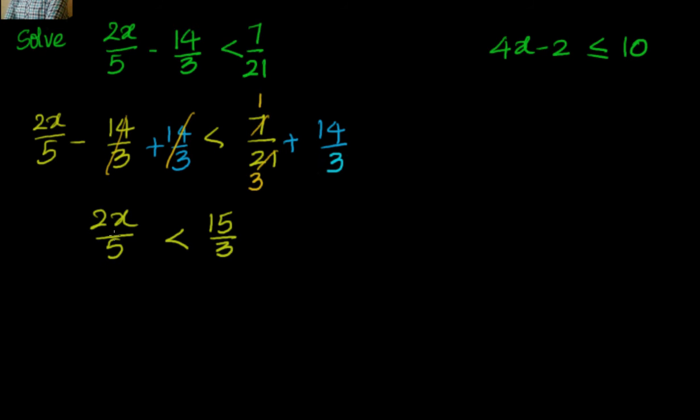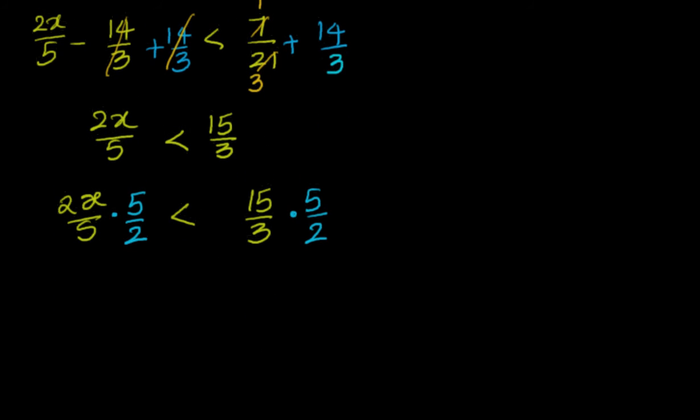The next step is, I have the term containing x with 2 by 5, but I want only x. So what I should do, I should multiply by the reciprocal of this coefficient of x so that I can make x equal to 1. Now you know that you want to make a number equal to 1, you should multiply it with its reciprocal. So my next step will be, I will write 2x by 5 less than 15 by 3 here. I have to multiply with 5 by 2. So I will say multiply with 5 by 2 on both the sides. We have to do it on both the sides.